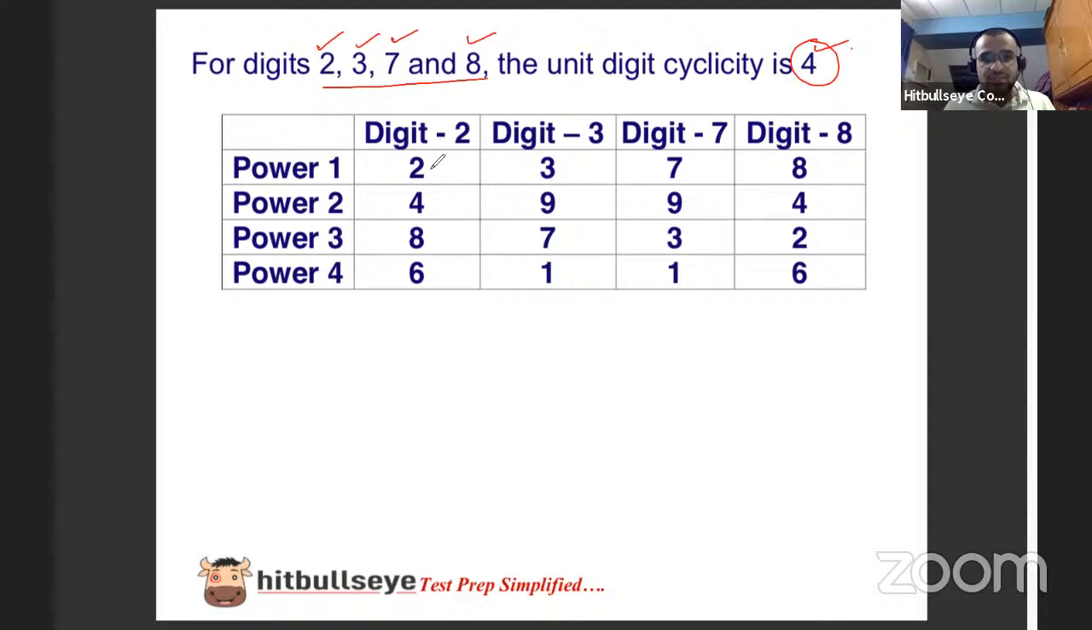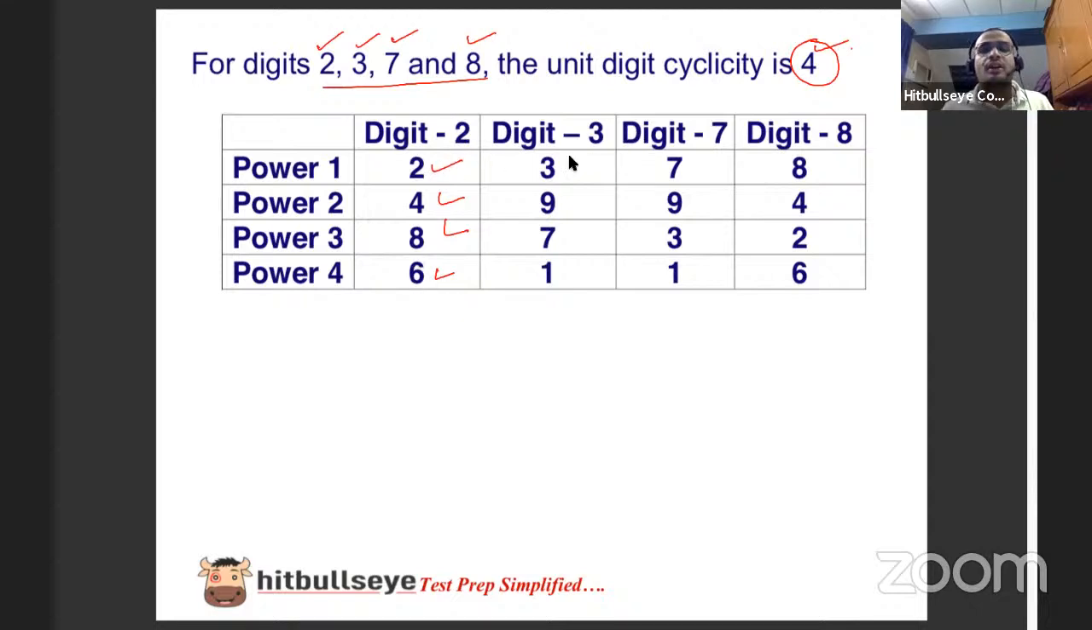So for 2, we can see 2 into 2 is 4, 4 into 2 is 8, 8 into 2 is 16, 16 into 2 is 32. The 5th time I will get the number 2 back, which means I have to multiply 2 with itself 4 times to get my number back.